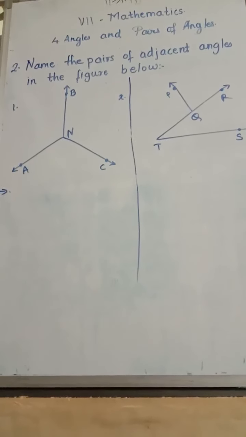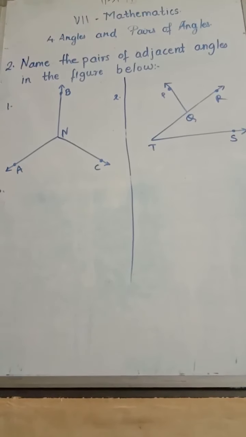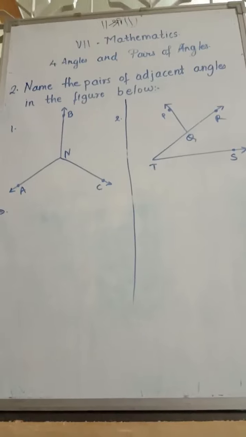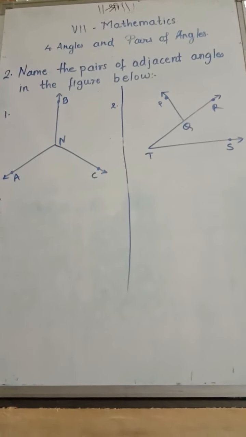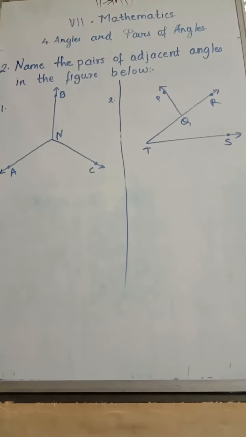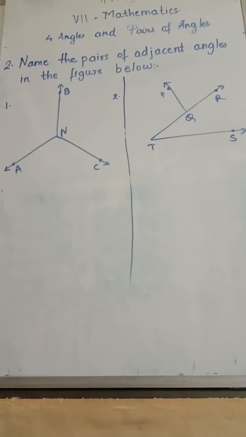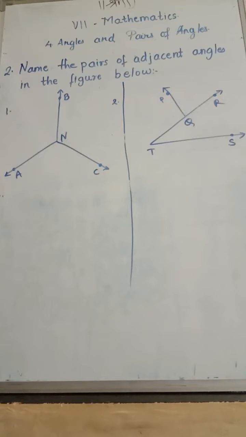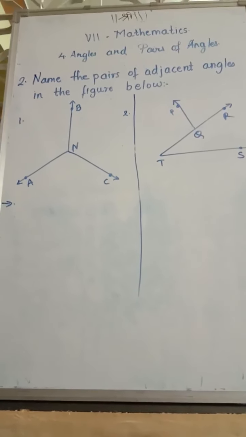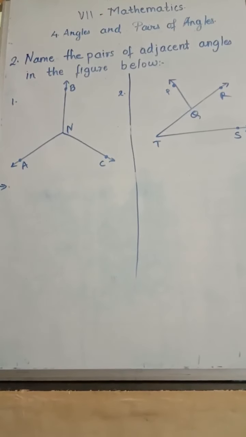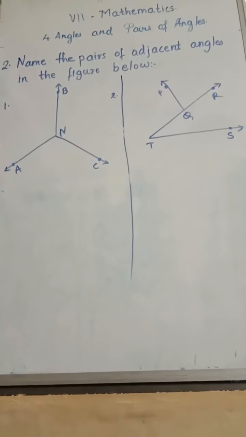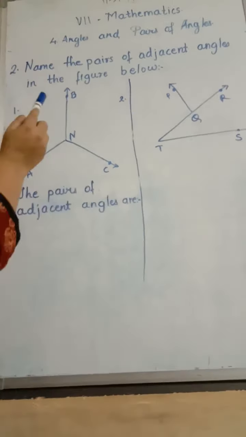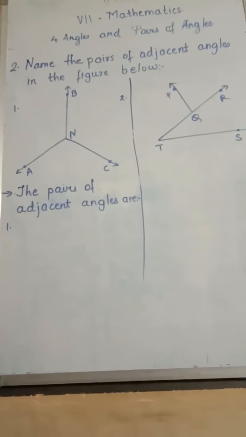Second question, name the pairs of adjacent angles in the figure below. So we have learnt the concept of adjacent angles. So now we'll look at figure 1. Here we have three angles. From that we have to write the pairs of adjacent angles. Here we will first select any one angle.